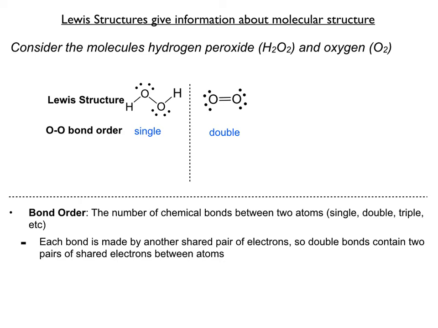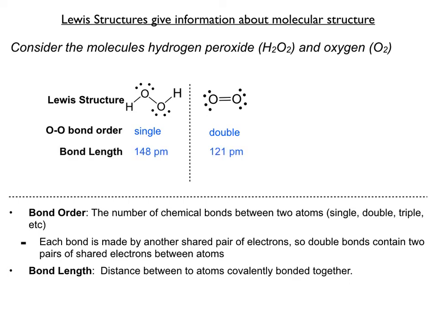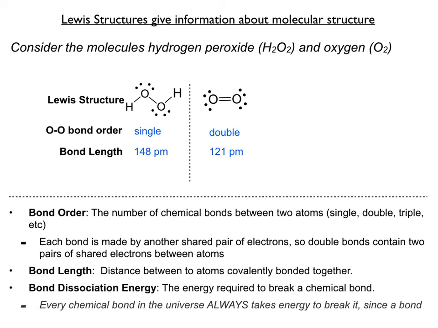Fairly straightforward. We could also define what's known as the bond length, and this is the distance between 2 atoms that are covalently bonded together. We can measure this in a number of ways, but when we do this for hydrogen peroxide and oxygen, what we find is the bond length for hydrogen peroxide is 148 picometers. So those 2 oxygen atoms are 148 picometers apart, whereas in O2, with the double bond, the bond length is 121 picometers.